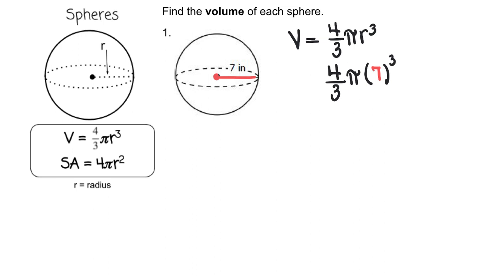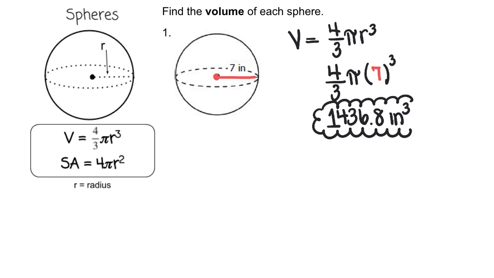So then you're going to take your calculator and you're going to type in your 4/3, times pi, and then times your 7 to the 3rd power. And then we're going to round that to the nearest tenth today. So we're looking at 1,436.8, and we are in inches cubed. Volume is always in cubic units. So that's how much it would take to fill that sphere.